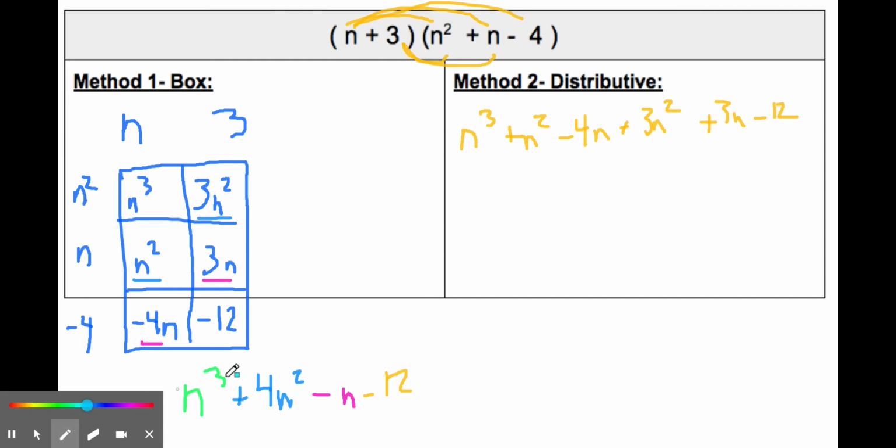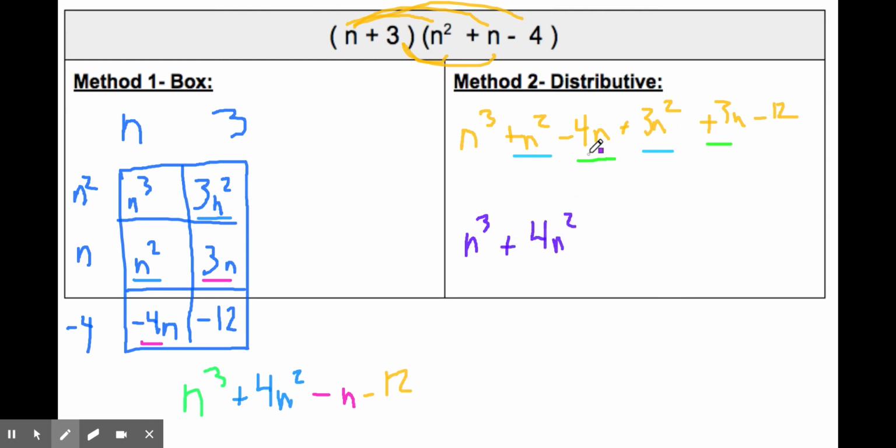So then what we're going to do is look for like terms. So these are like, and so are these. Only have 1 cubic and 1 constant, so those cannot be combined. So in my final answer here, I'm going to get n cubed. I'm going to combine these. 1 plus 3 is going to be 4n squared. Negative 4n plus 3n is going to be negative n. And then my constant term is negative 12. And as you can see, it should match here as well.